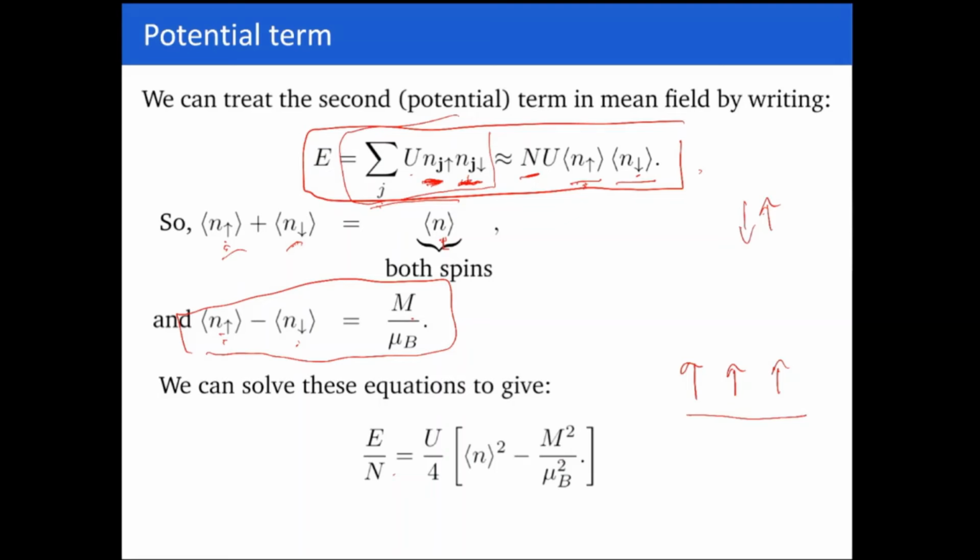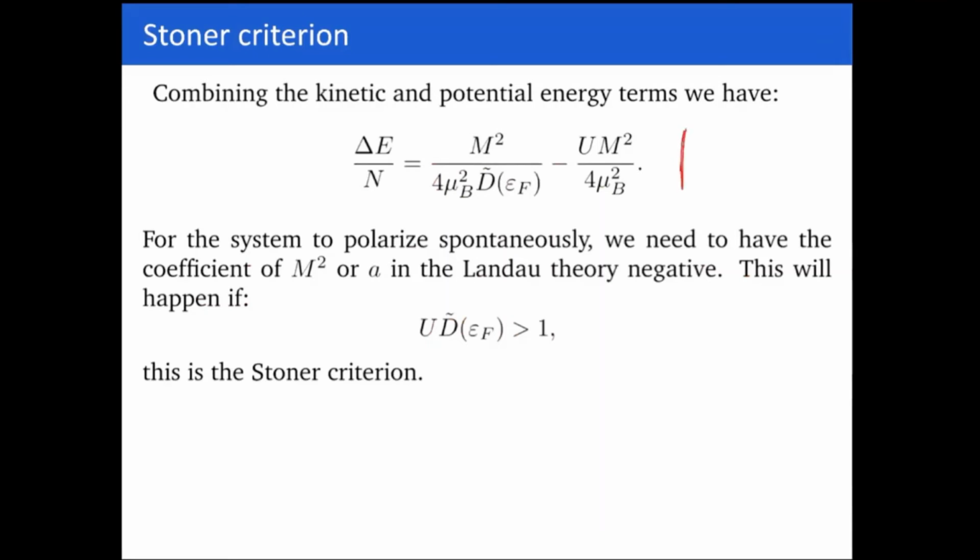So we can add this potential energy term to the kinetic energy term that we had before, and that's what you get here. So this is the net energy as a function of magnetization, and you can see you've got two terms that depend on the square of the magnetization.